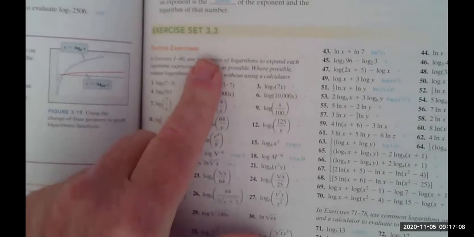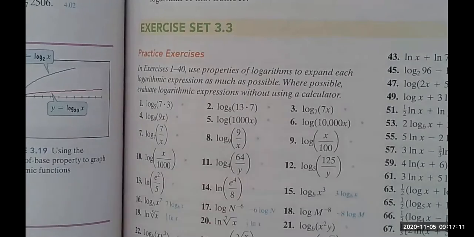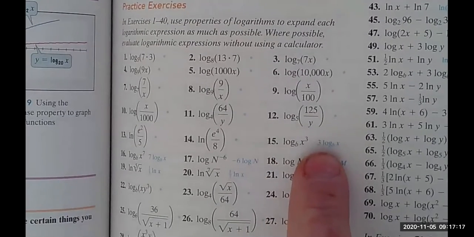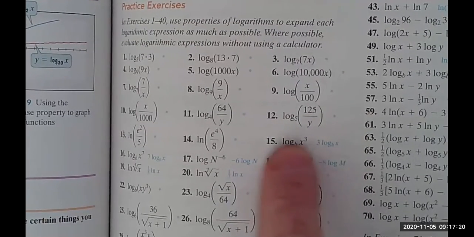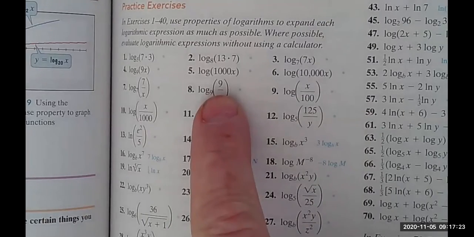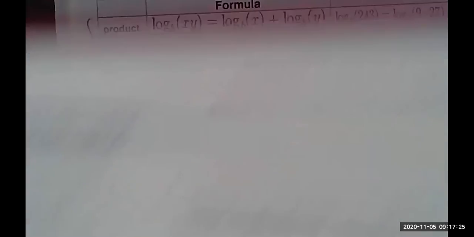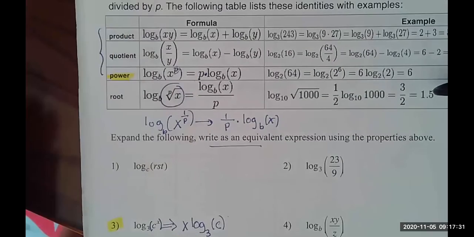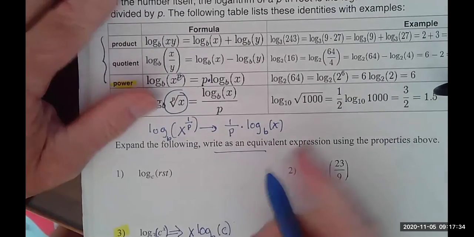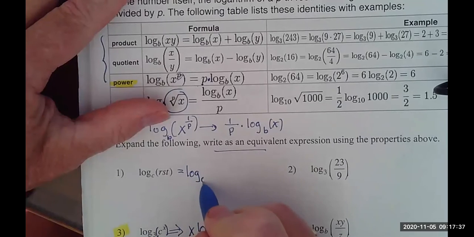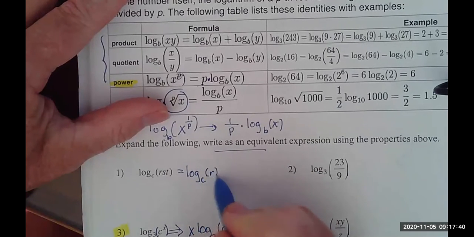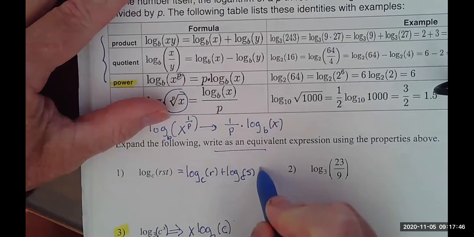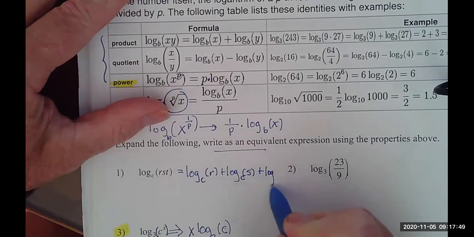Oh, there it is. Expand. So you're supposed to expand. Like this one here. So you just put the 3 down in front. I don't know if you can see the light blue, but put the 3 down in front. So expand that, rewrite it, things like that. That's what I'm trying to show you with these few examples, using the rules. This one right here would end up being log base C of R plus log base C of S plus log base C of T, it looks like.